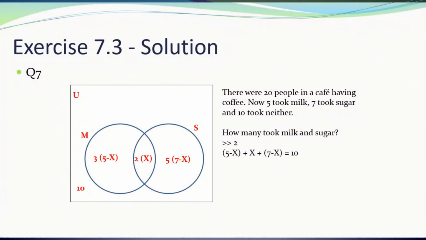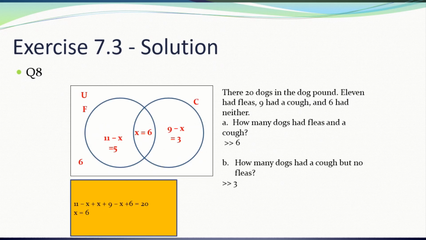Okay, so let's look at the next one. There are 20 dogs in the dog pound. So altogether there are 20. 11 had fleas. That means the total for fleas is 11. 9 had a cough. 9 total is cough. And 6 had neither. So 6 is outside. So now look at this. You don't know what's in the middle, right? You call it X. So this whole thing must be 11 minus X because this whole thing is 11. And this will be 9 minus X.